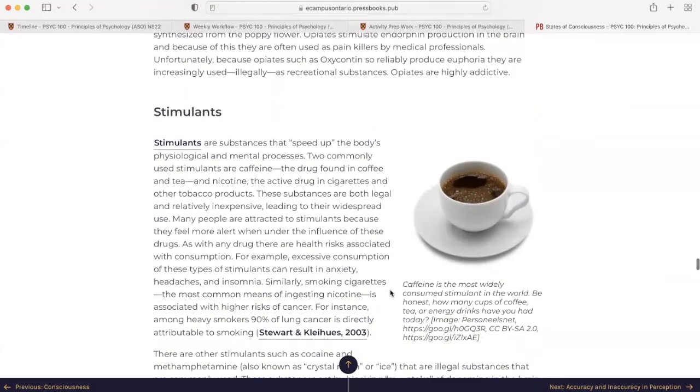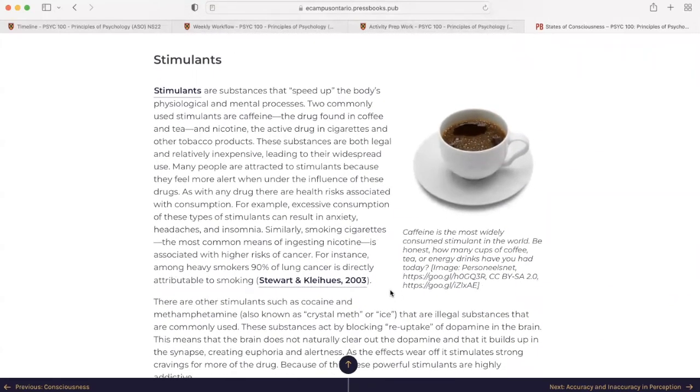And the next is stimulants. Oh, wow. Caffeine is the most widely consumed stimulant in the world. Be honest, how many cups of coffee, tea, or energy drinks have you had today? Well, I'm getting better. I've only had 2 cups of coffee today.